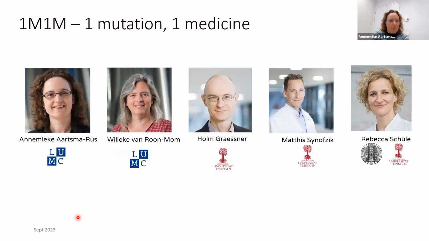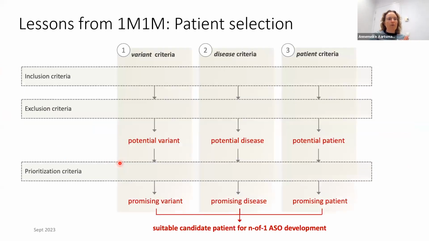I mentioned the One Mutation, One Medicine already. This is a collaboration of LUMC with Tübingen University and Heidelberg University. Holm Graessner, you might know, has presented at Open Academy before. He is coordinating a network for rare neurological diseases and doing a lot in diagnosis. And Matthijs and Rebecca are adult neurologists who have thought a lot about outcome measures and implementing this type of approach. Willeke and I have a lot of experience with seeing whether mutations are eligible for exon skipping or not.